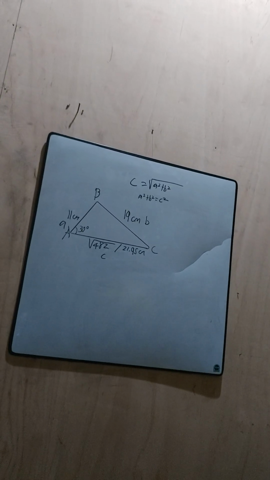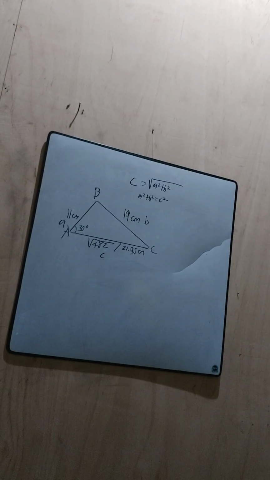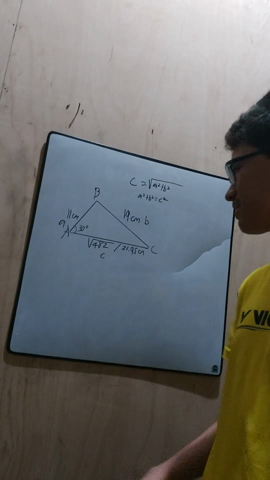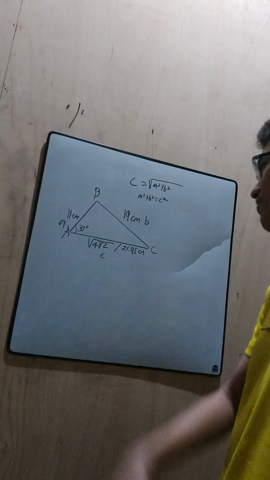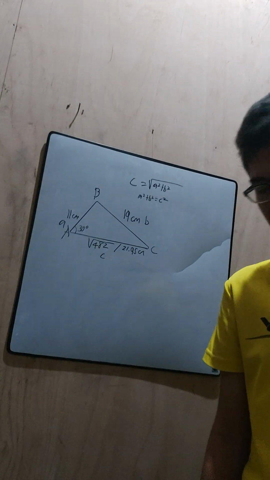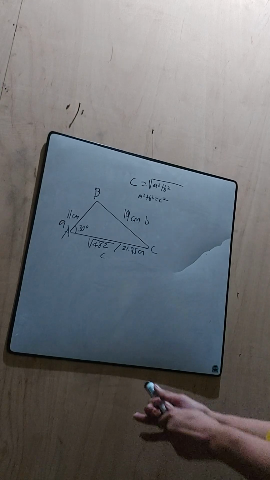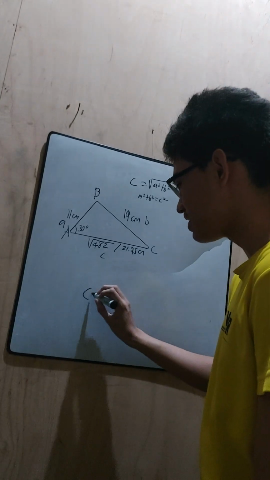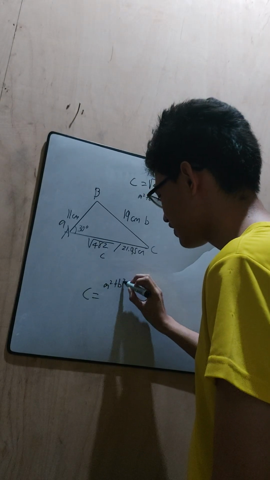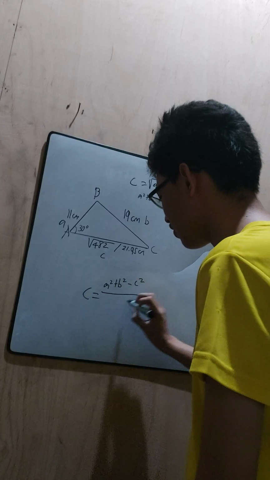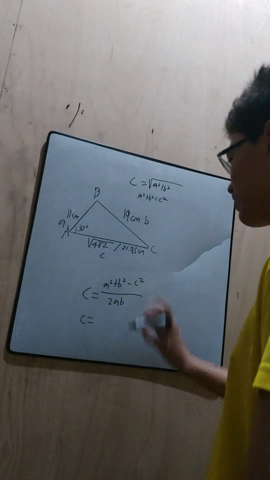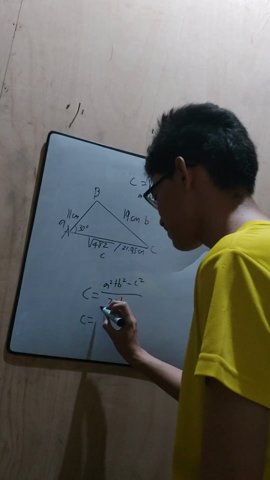Now I want to go for angle C. This time, angle C. Because last time I said angle C, but that formula was for angle A. So, still the same thing, but we're going to change it a bit. To get the angle C, we will get a squared plus b squared minus c squared over 2ab. Alright, so substituting those values into the formula.